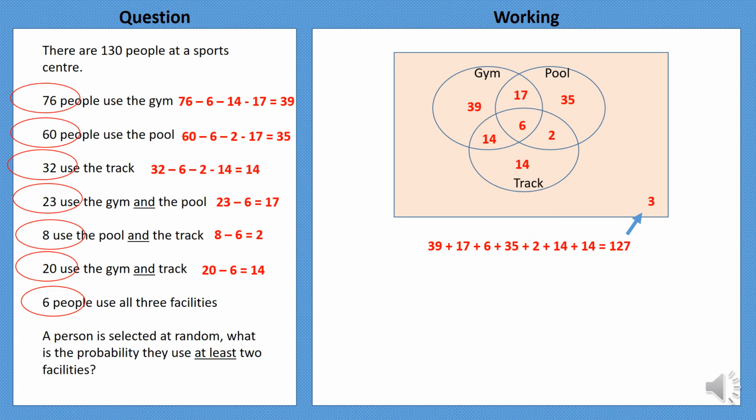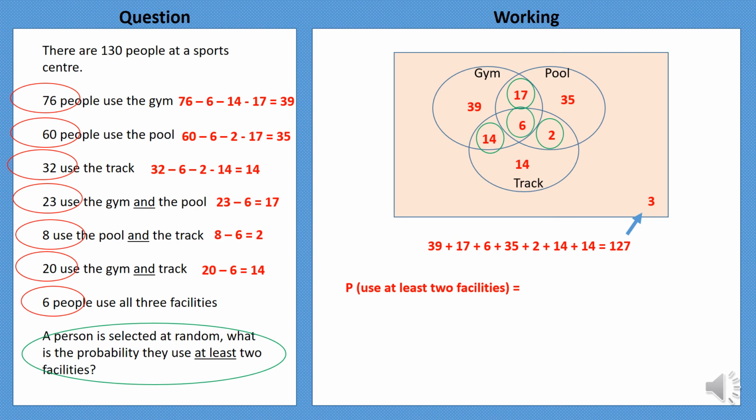Now we've got all the information we need, we can look at what the question's actually asking us again. A person is selected at random. What is the probability they use at least 2 facilities? Well, I think these 14 people use at least 2 facilities because they use the track and the gym. These 17 people use at least 2 facilities because they use the gym and the pool. These 2 people use the pool and the track, so they're using at least 2.